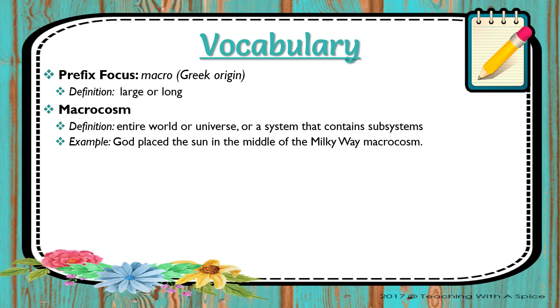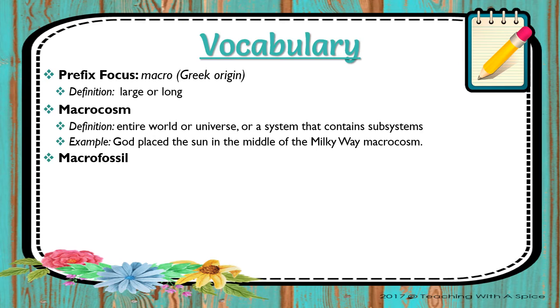God placed the sun in the middle of the Milky Way macrocosm. The Milky Way, that's our galaxy, contains all of our little planets and things that are here, that are inside that particular set of the galaxy. So it's a bigger system with smaller things inside of it. So we can use that word macrocosm. It's not one that's used a lot, but it's a good word to know.